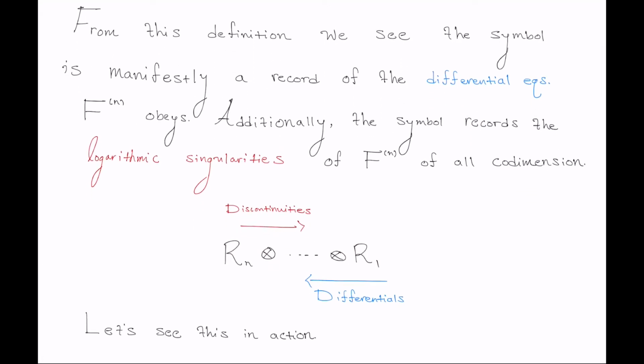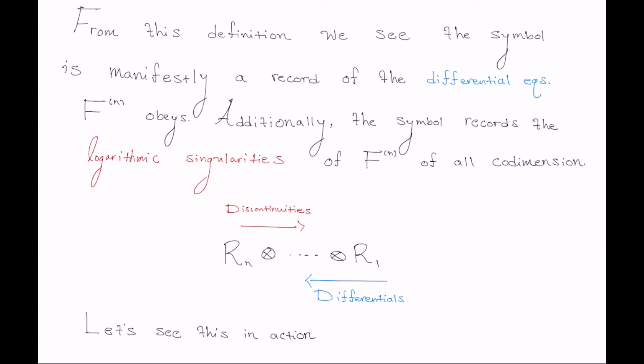So in particular, from this definition, we see that the symbol manifestly records the differential equations that this function obeys. But additionally, the symbol also records the logarithmic singularities of Fn of all codimension. So the differential structure is sequentially contained read from right to left, as the rightmost entry is the first d log when you take just a first order differential of the function, but the leading singularities will be found from left to right. And this could be seen from standard arguments of the branch cut of log of z appearing as an integral of dz over z, and just more complicated nested cases thereof.